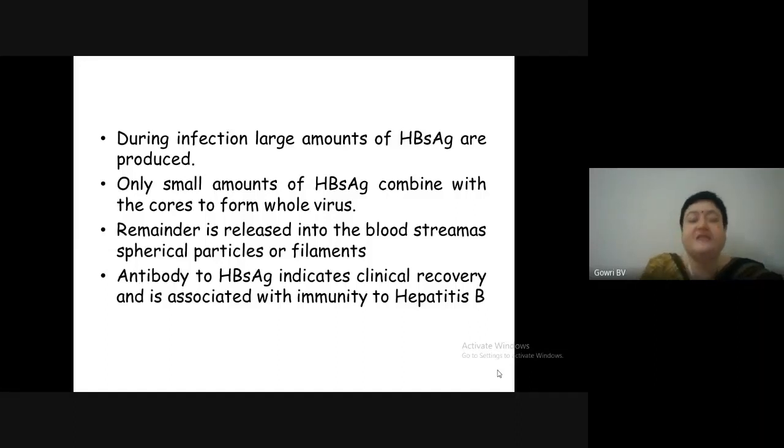I repeat this slide. During infection, large amounts of hepatitis B surface antigens are produced. Only small amounts of hepatitis B surface antigen combine with the cores to form whole virus. The remainder is released into the bloodstream as spherical particles or filaments. Antibody to hepatitis B surface antigen indicates clinical recovery and is associated with immunity to hepatitis B.